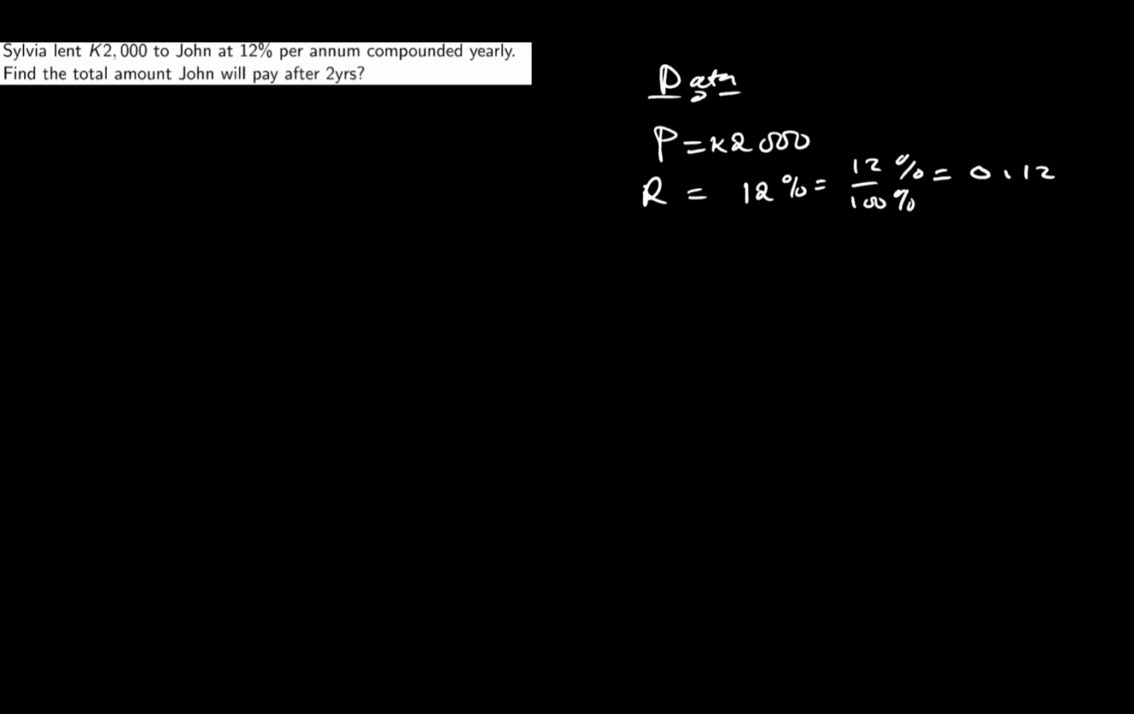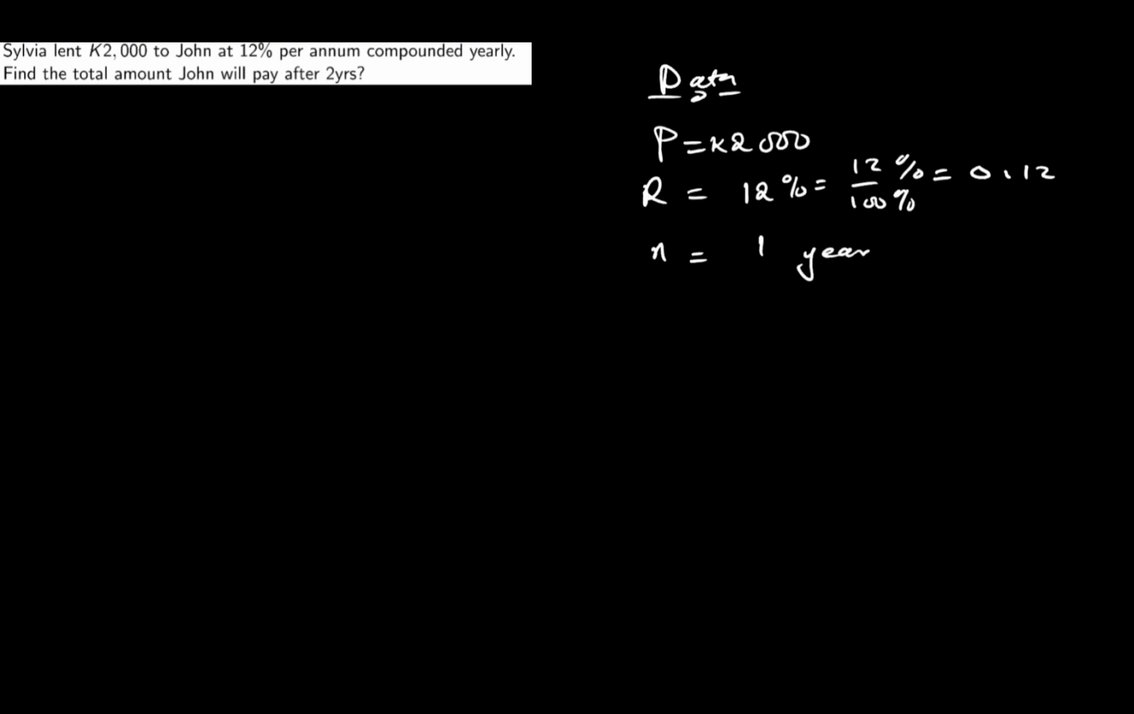So to find the total amount John will pay after 2 years, all we have to do is to understand one thing. We need to understand first the data that is present within the question. If we have to collect data, we would know that the principal amount is 2,000 kwacha. The annual interest rate is 12%, and if we say 12 divided by 100%, we basically get 0.12 as a decimal. And then this is per annum, so this implies that n is equivalent to 1 year.